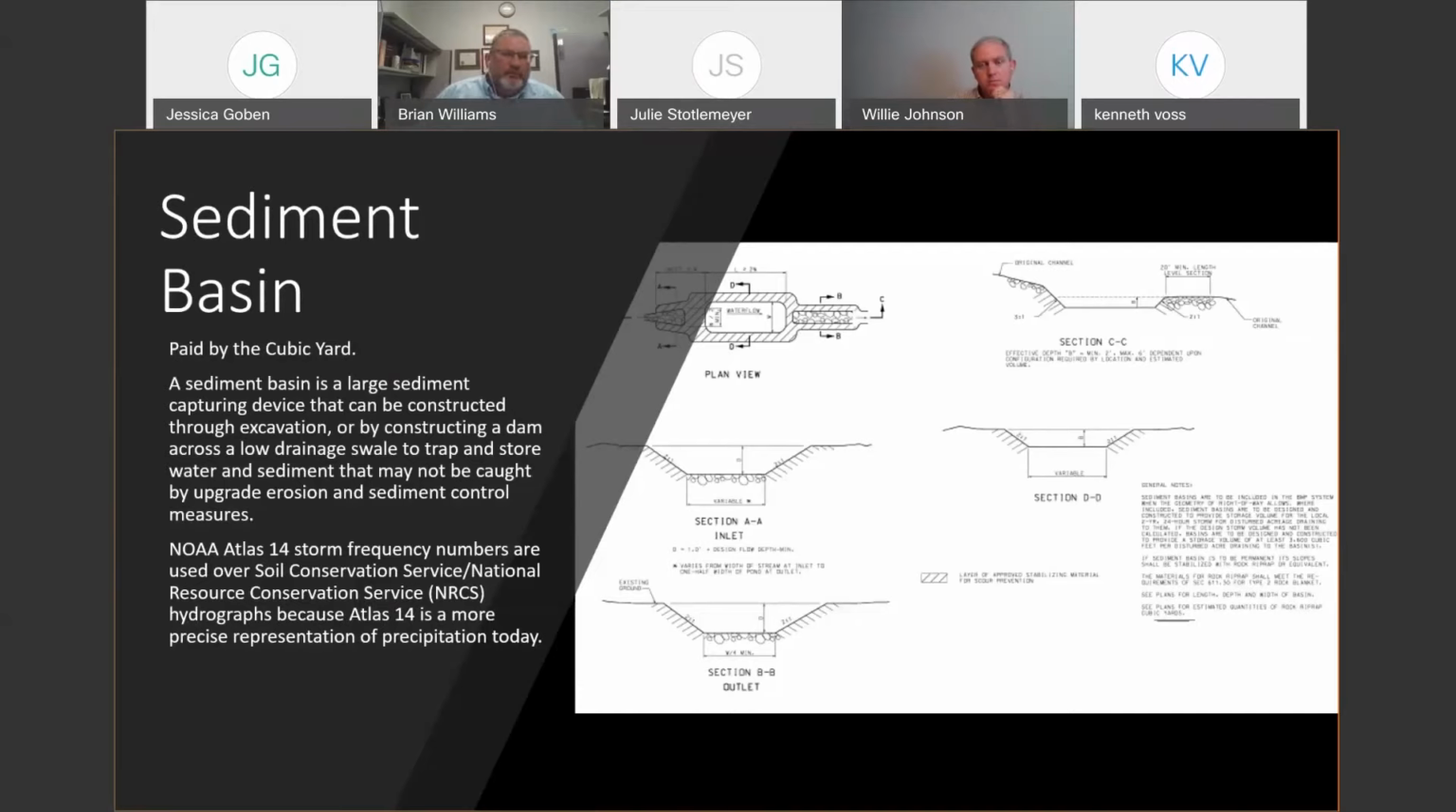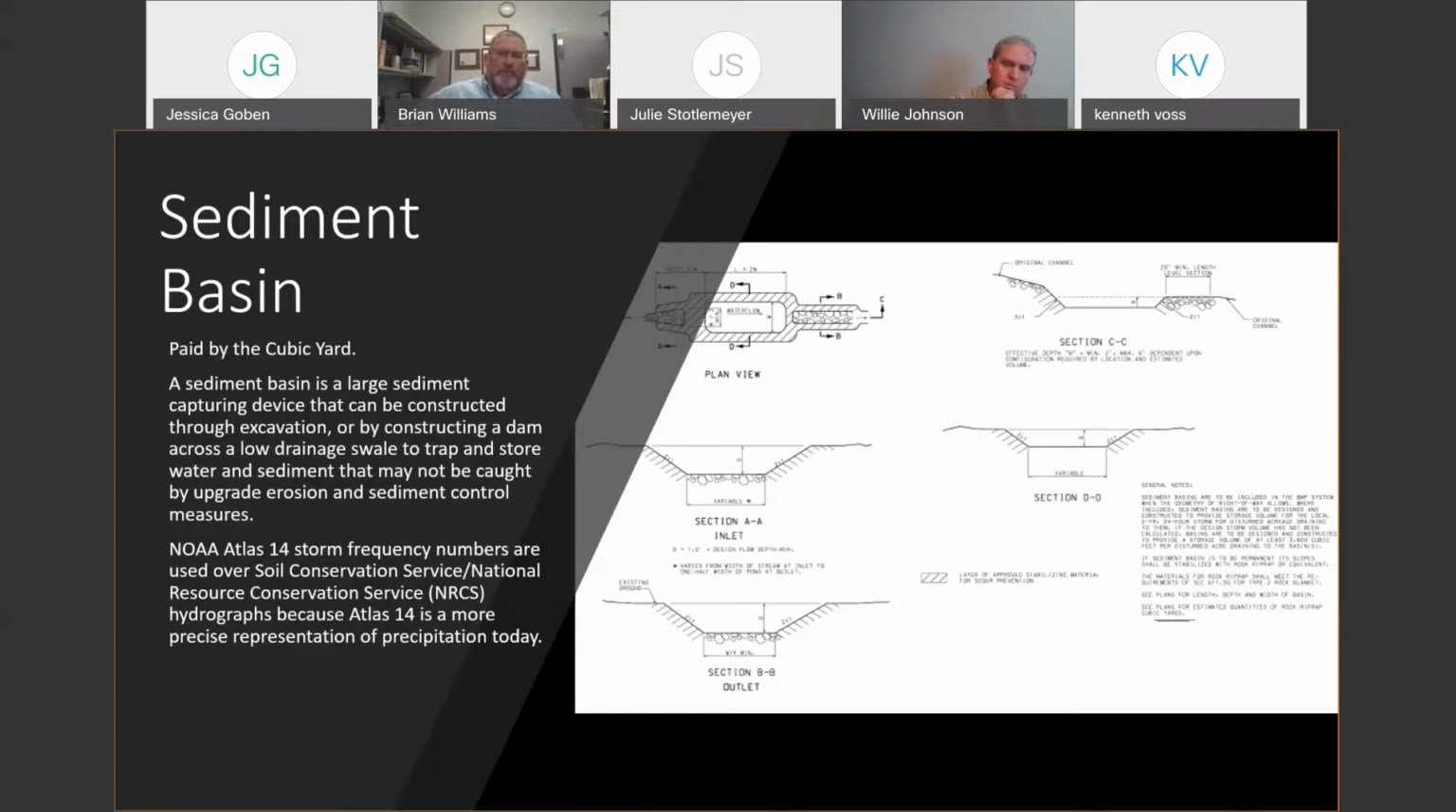NOAA Atlas 14 storm frequency numbers are used for this over the Natural Resources Conservation Service, or NRCS, hydrographs, because NOAA Atlas 14 is a more precise representation of those, as we said before.